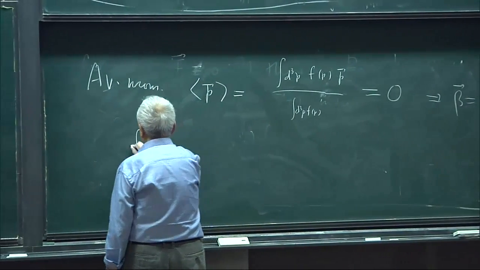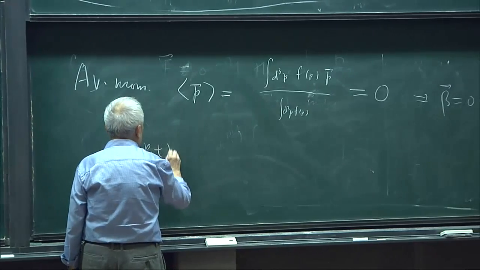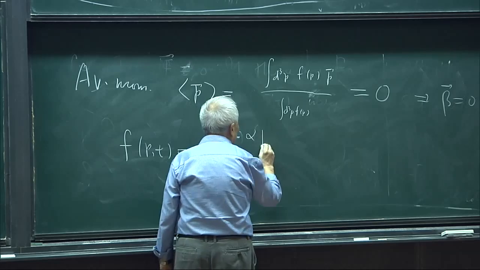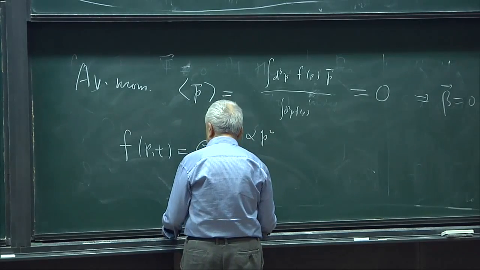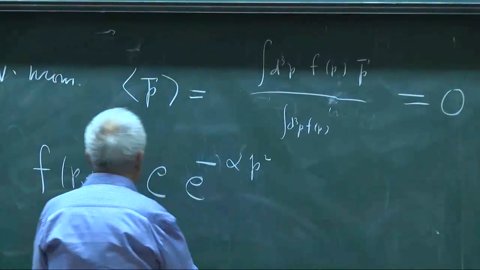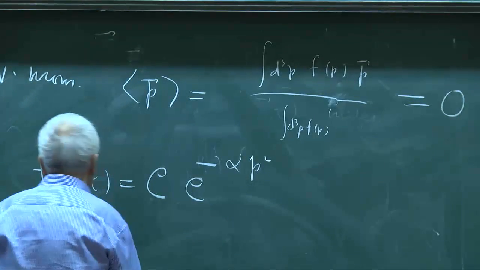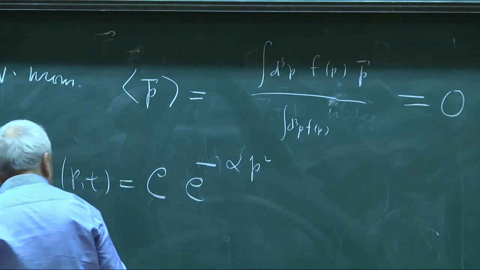And therefore f of p and t is just equal to some constant times e to the minus alpha times p squared. Now we know what it is if we determine c and alpha. C can be determined by integrating over p.